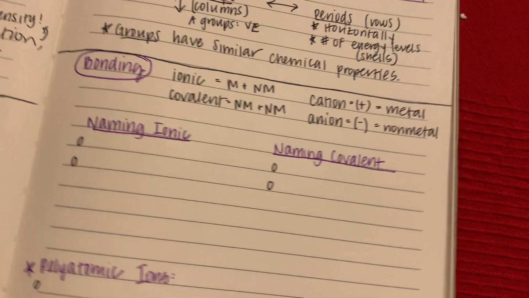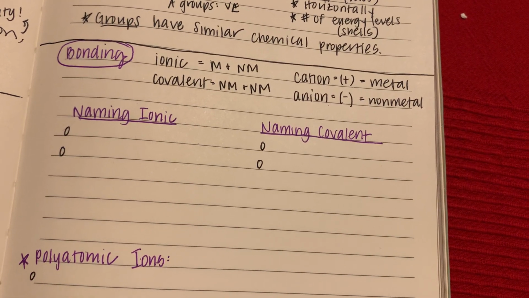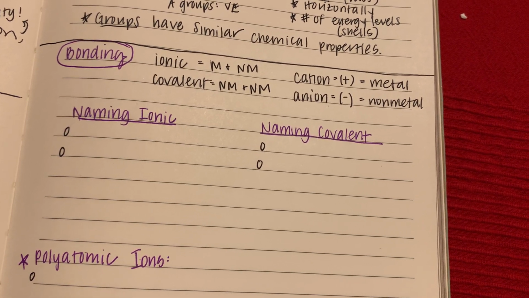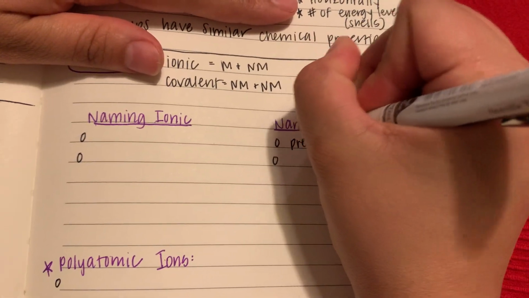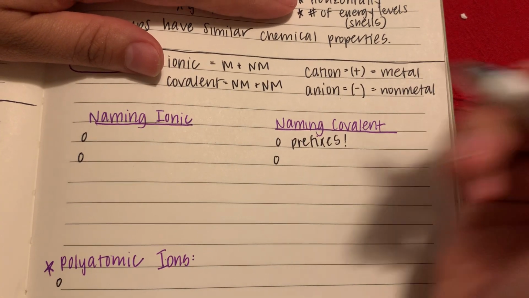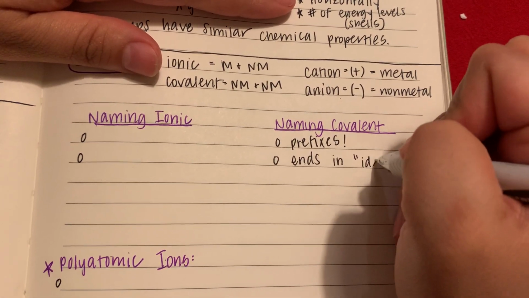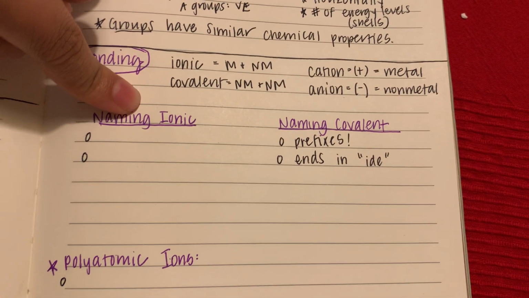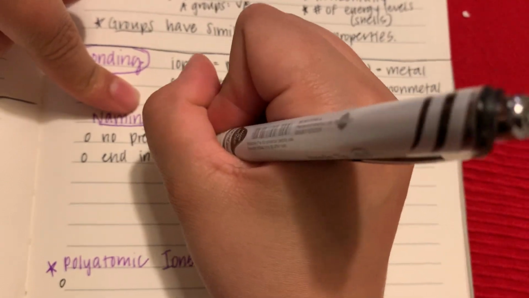Now we spent a whole week or two, I'd say 2 weeks, right, naming and writing chemical formulas of ionic and covalent compounds. So remember, when we're looking at the differences, naming covalent has those prefixes in front of the words. Remember the mono, di, tri, and they end in what? They end in "ide." And then ionic, on the other hand, has no prefixes, but we still end in what? They also end in "ide."